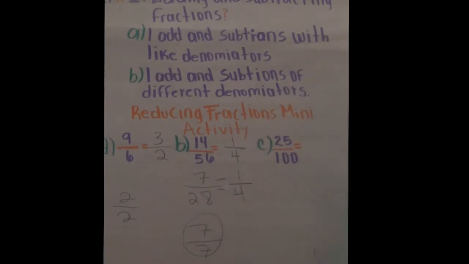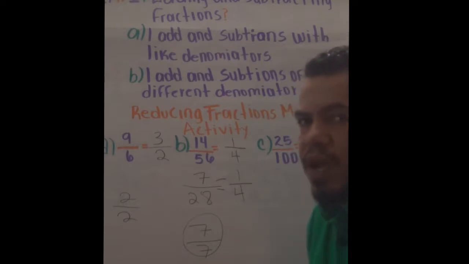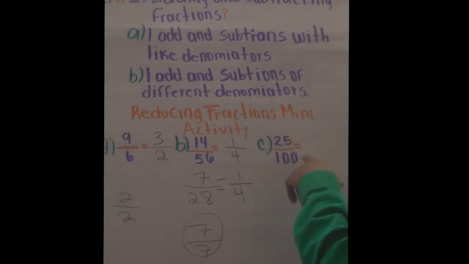Alright, 25 over 100. Well, you don't need to see my face, you need to see the problem. So 25 over 100. How do I simplify this? Well, can I divide by 5? Yes. Can I divide this by 5? Yes. So 25 divided by 5 is 5. 100 divided by 5 is 20.